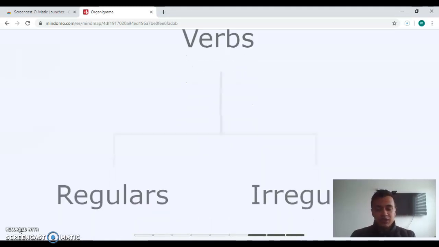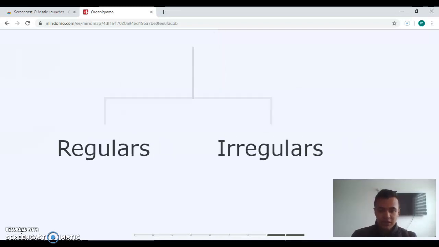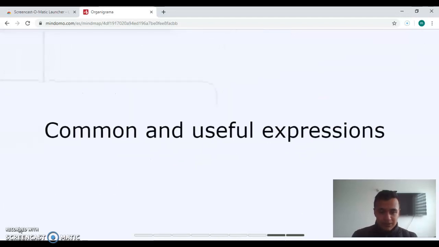The second step is intermediate vocabulary, and over here we have first of all and mainly the verbs. In verbs we're going to include both categories, regulars and irregulars, all the rules, the usage, and actually all the information which is related with this topic. But also after the verbs we're going to see the common and useful expressions.